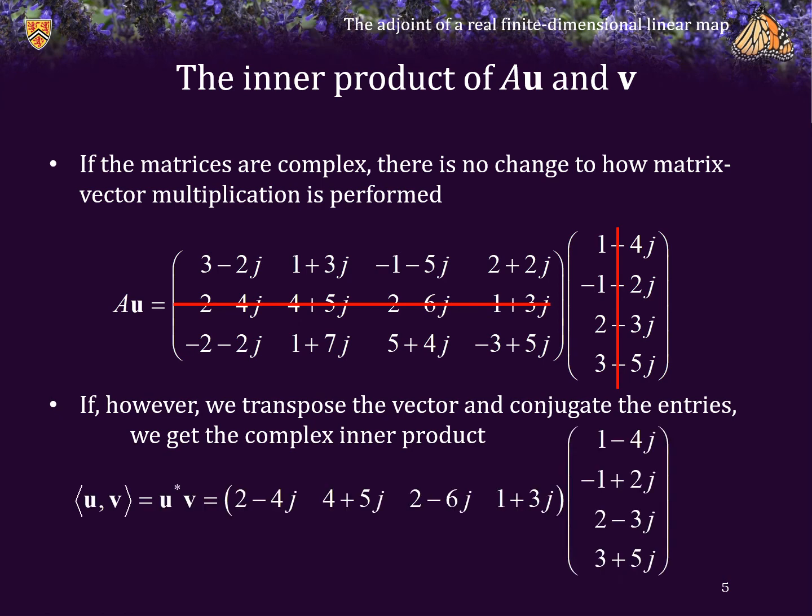So if our vector u is 2 plus 4j, 4 minus 5j, 2 plus 6j, and 1 minus 3j, the conjugate transpose of that vector would be this vector here with each of the entries conjugated, and it is now a row vector. And so to calculate the inner product, once again, we just multiply the corresponding entries now that we've already taken the conjugate.